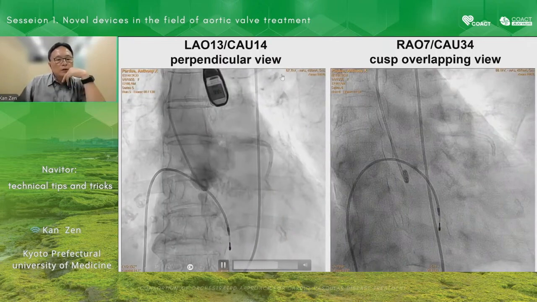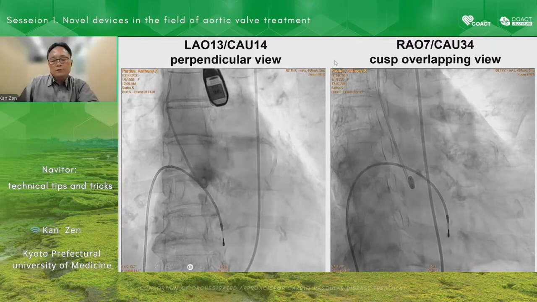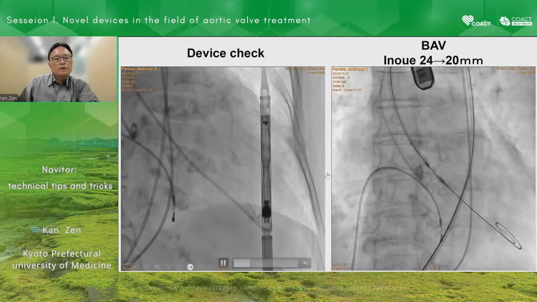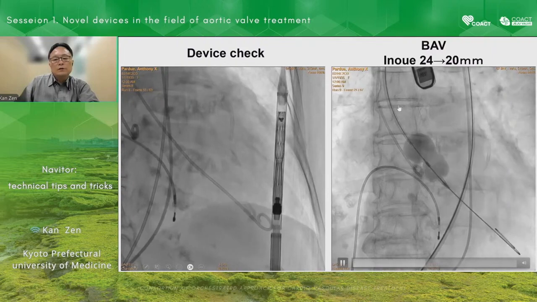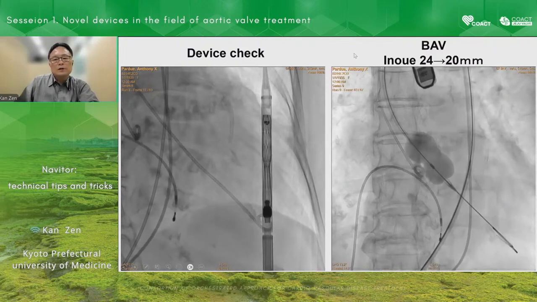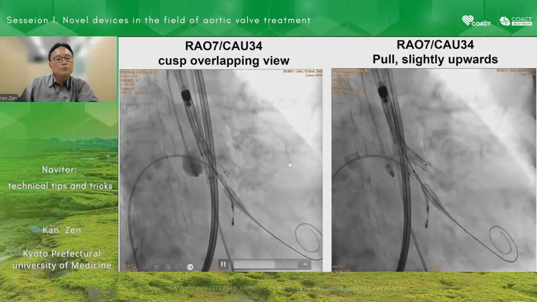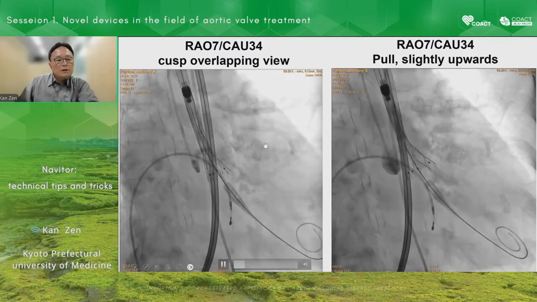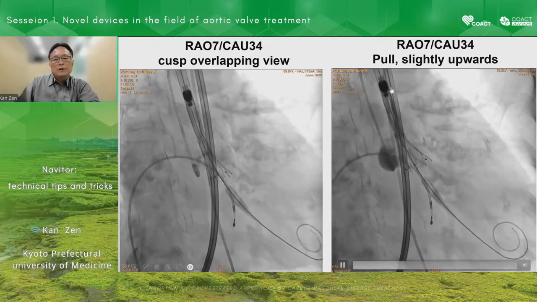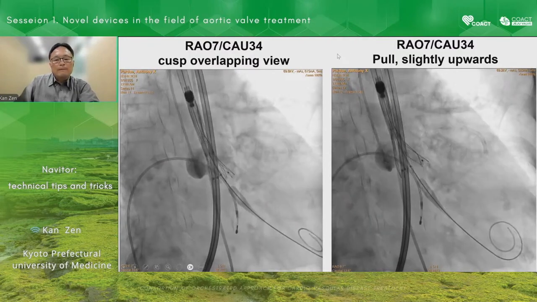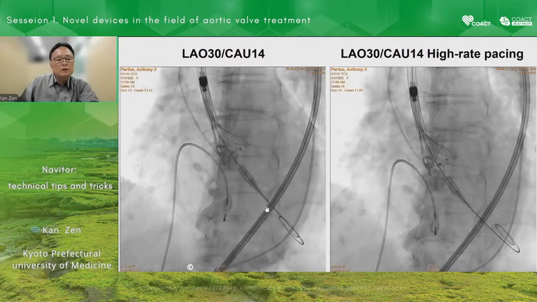Yes, I routinely check the proper perpendicular view and crossover view of this. After checking the device, a preview is necessary. I use a 20 millimeter preview. And I adjust the views using the crossover view like this. As you can see in this movie, the implantation depth is 3 millimeters.